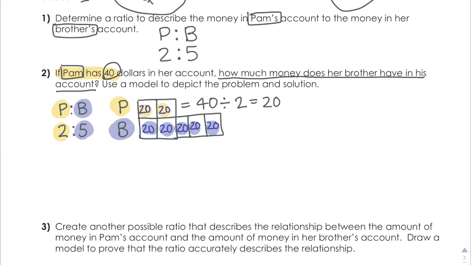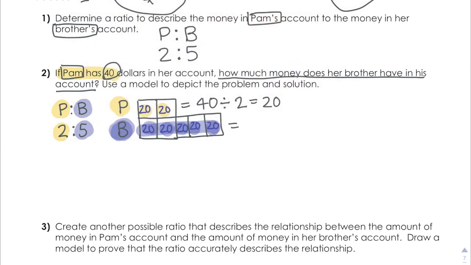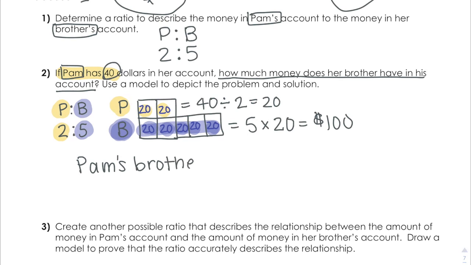Now we have enough information to be able to answer how much money her brother has in his account. All we have to do is look at her brother's tape diagram and add up these 5 boxes. So like I just said, there's 5 boxes that all have $20 in them. So we have to multiply 5 times 20. That's going to give us 100. So Pam's brother has $100 in his savings account.